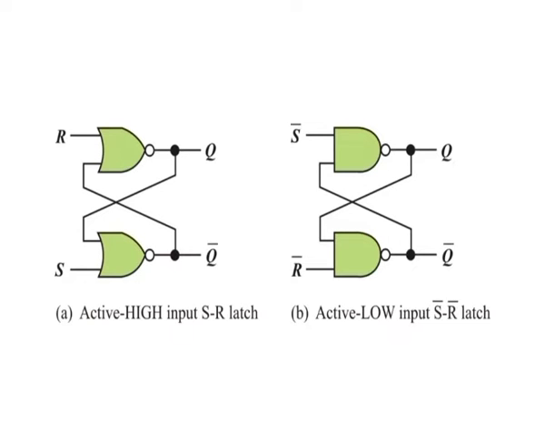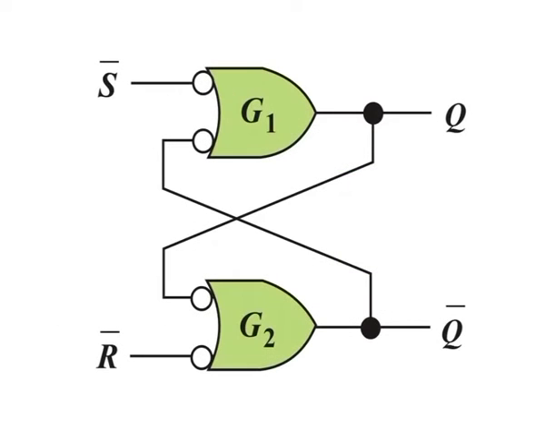To explain the operation of the latch, we will use the NAND gate SR latch in figure B, and this latch is redrawn with a negative-OR equivalent symbol used for the NAND gates. This is done because lows on the S and R lines are the activating inputs. This latch has two inputs, S bar and R bar, and two outputs, Q and Q bar.